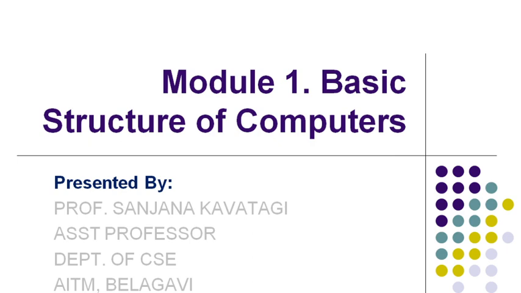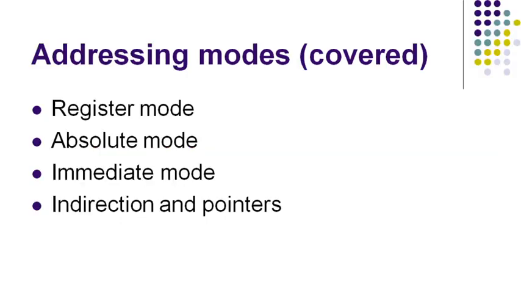Let us continue with the video lectures on computer organization. We shall continue with module number 1, that is basic structure of computers. In this video, we are continuing with the addressing modes from module number 1. In the last video, we have seen some of the addressing modes. That is, first one is register mode, second one is absolute mode, and then immediate mode. Also we have covered indirection and pointers.